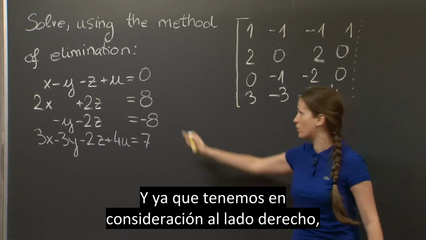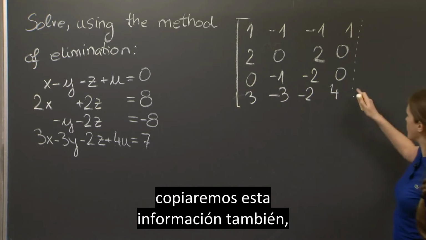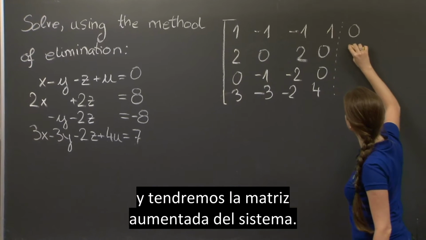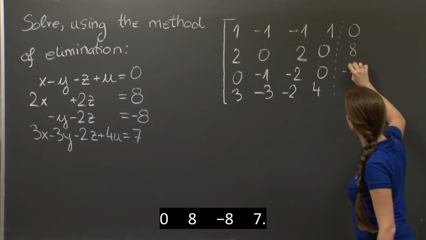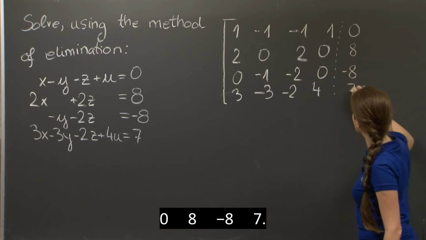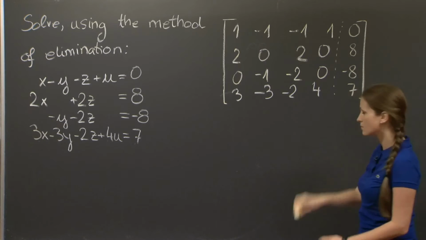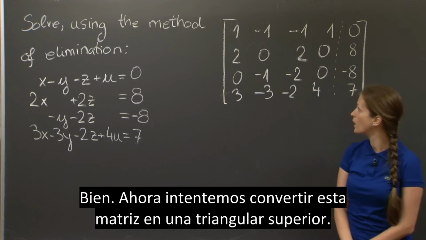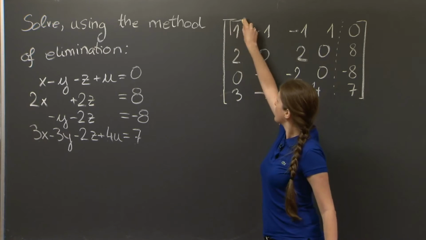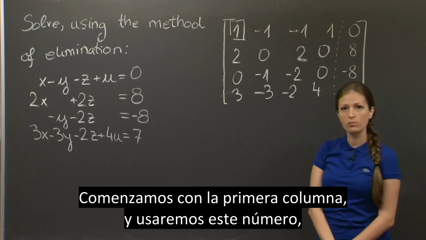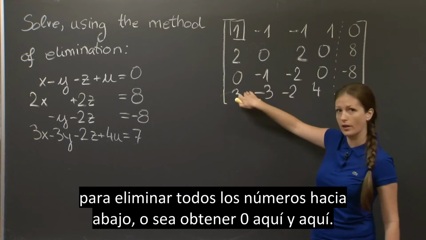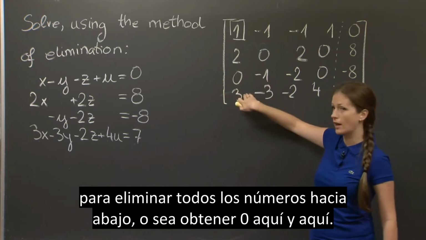And as we care about the right-hand side as well, we're going to copy this information as well and get the augmented matrix of the system. 0, 8, minus 8, 7. OK, and now let's try reducing this matrix to an upper triangular one. We start with the first column, and we're going to use this number, called a pivot, to get rid of all the numbers under it, so to get zeros here and here.